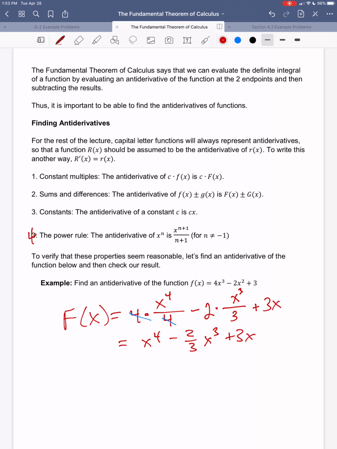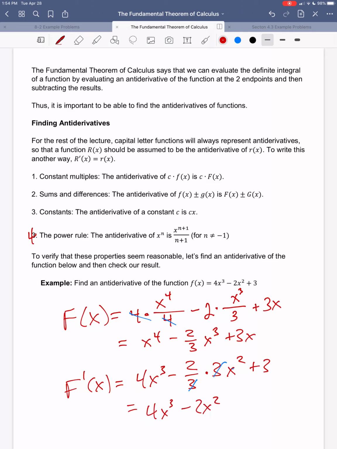How do I check that? Well, to check it, we're saying this is the antiderivative. So if I take the derivative of this, I should go back to that original function. So what's f prime of x? I bring down the 4. I bring down the 3 and decrease the exponent by 1. The derivative of 3x is just 3. What I see here, these 3's cancel out. And so I get 4x to the 3rd minus 2x squared plus 3, which is the same function that I started with here. So this process really worked. These rules seem appropriate.